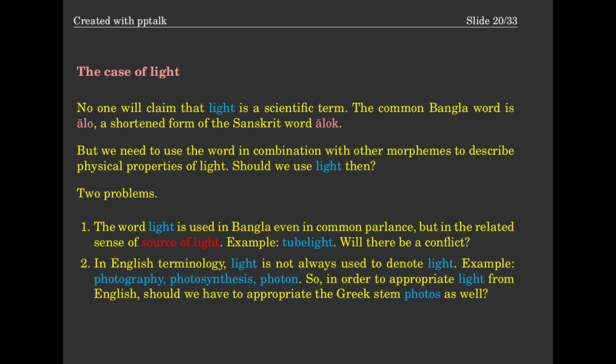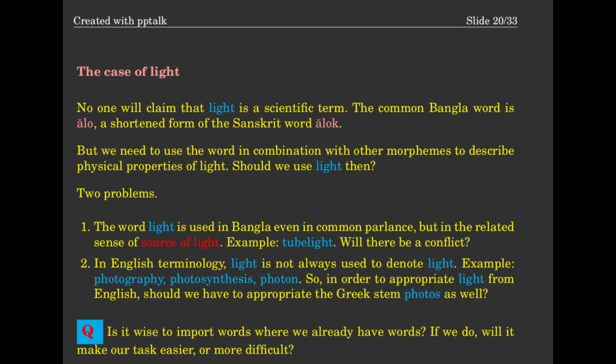Number two, in English terminology also, the word light is not always used to denote light. For example, photography, photosynthesis, photon. So, in order to appropriate light from English, should we have to appropriate the Greek stem photos as well? So, the basic question is, is it wise to import words where we already have words? And if we do, will it make our task of comprehension easier or more difficult?